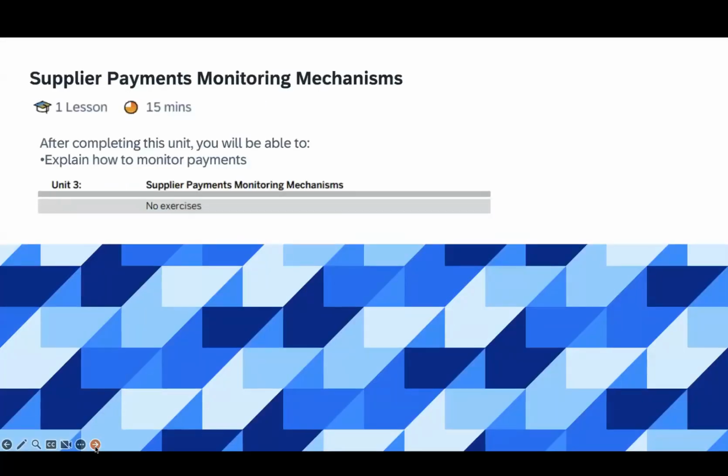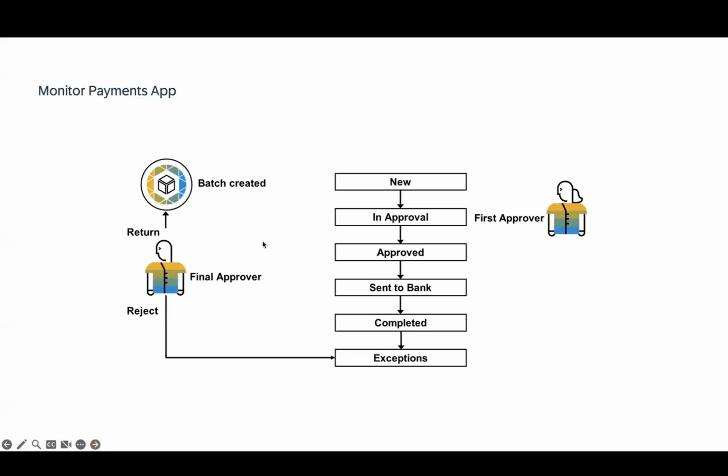Right, monitoring supplier payments. And this is a report that we can run in the Monitor Payments app, and that tells us the status of our payments, whether they're new, whether they're in approval, approved, sent to bank, completed, or have exceptions. That is sort of our central working space for looking at the payments going through the system.